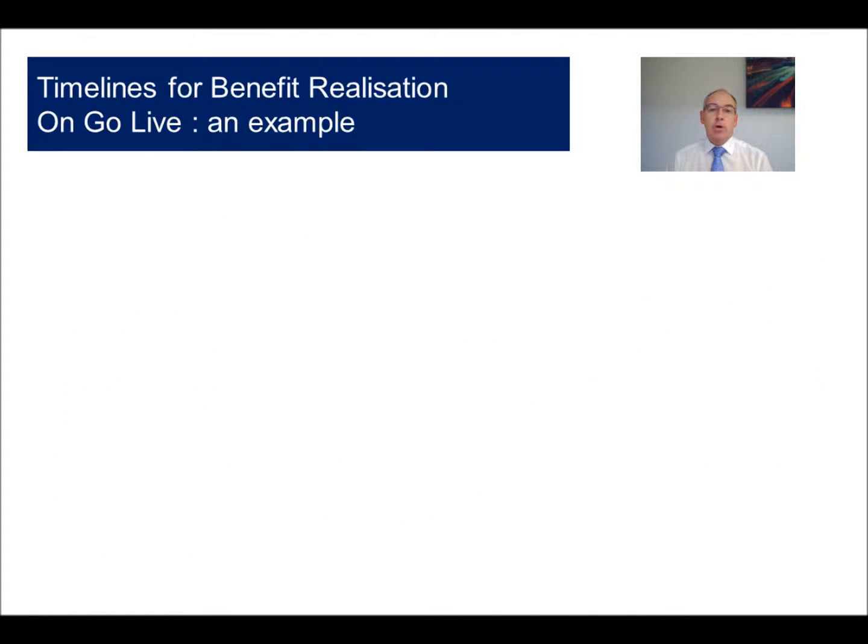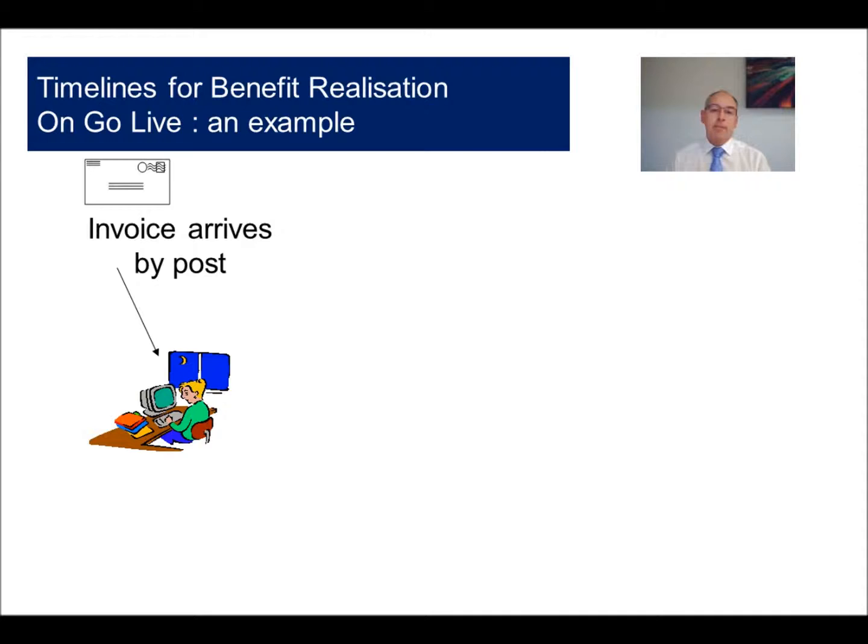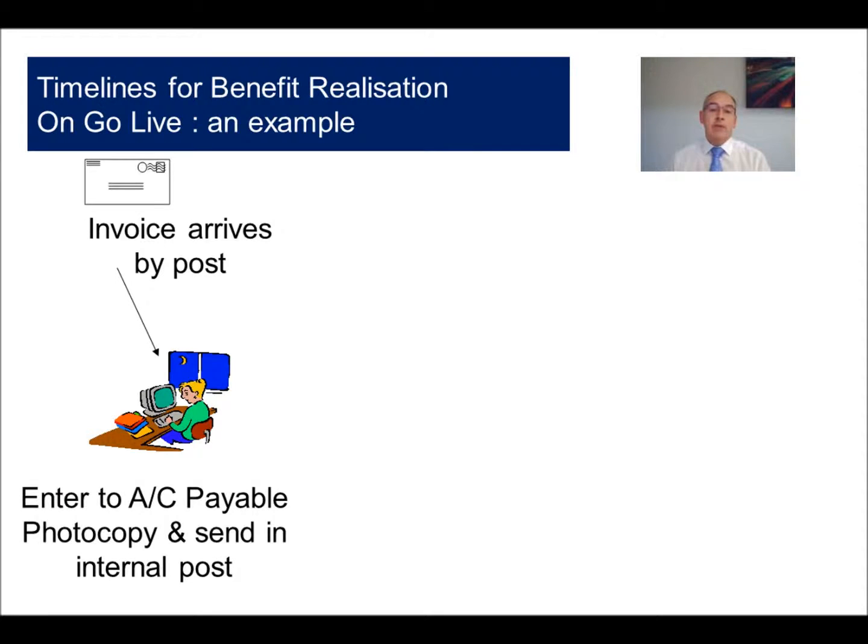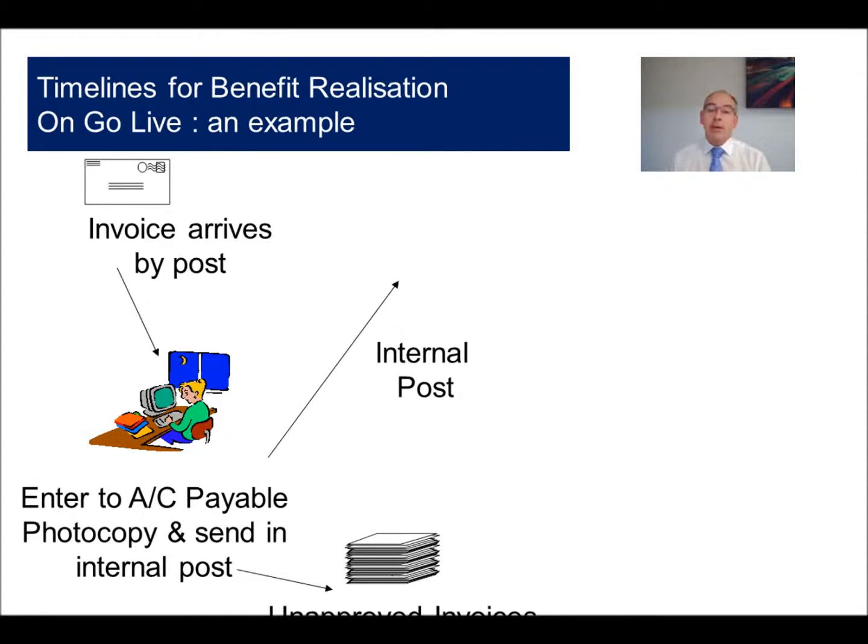So let's go through a worked example. We'll take the processing of an invoice. Now, prior to the electronic implementation of our system, the invoice came in the post, and what did it do? Well, it was sent to accounts payable, and they were likely to enter it into the system as unapproved. They'd put them into the photocopier, they'd create a folder of unapproved invoices, and off they'd then go to our manager, who would then have to sign them off through the internal post.